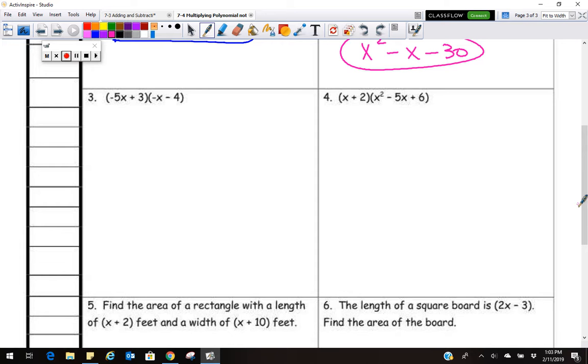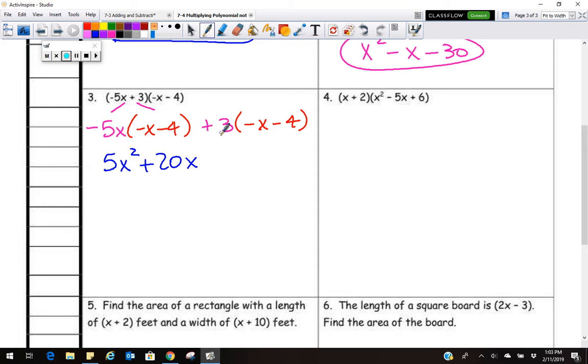Okay, for number 3, we're going to go back to double distributive. So again, I'm going to take the 5x plus 3 and split it. And then I'm going to write the second term down twice, because it needs to be multiplied by both the 5x and the 3. So negative 5x times negative x gives you a positive 5x squared. Negative 5 times negative 4 is a positive 20x. 3 times negative x is a negative 3x. 3 times negative 4 is a negative 12.